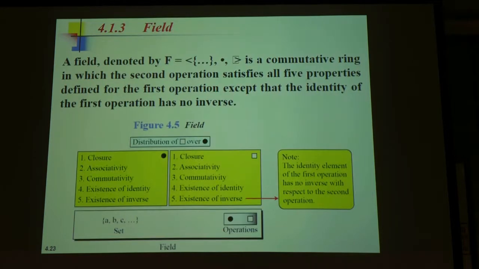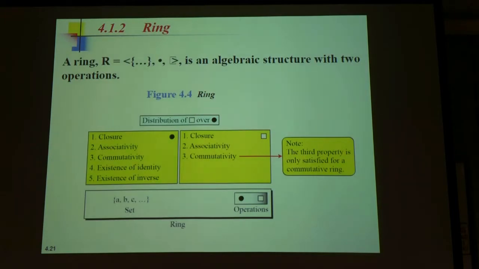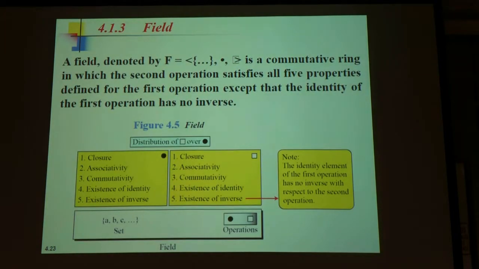All right. So now we're gonna go to the field. The field is the same as a ring, but the first operation has the 5 conditions, and the second operation has the 5 conditions, except for the existence of inverse: the identity element of the first operation has no inverse with respect to the second operation. So all the elements have an inverse except what? The identity.